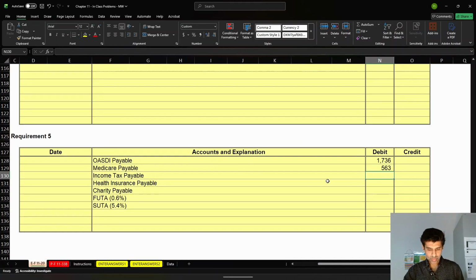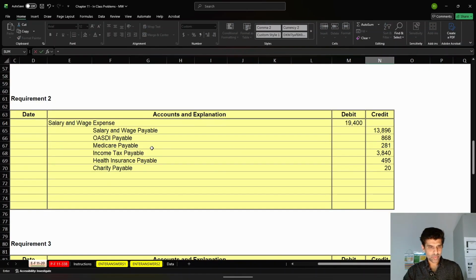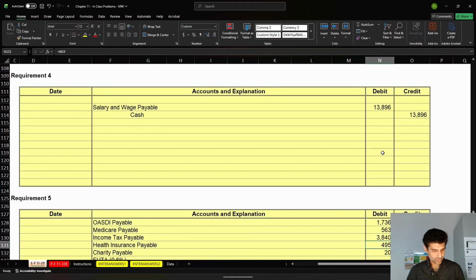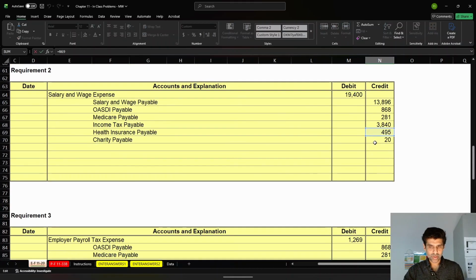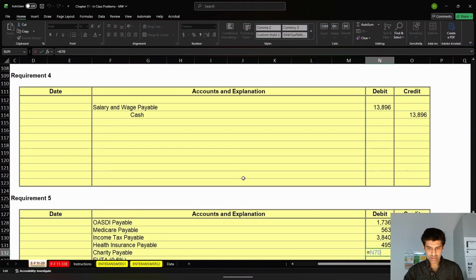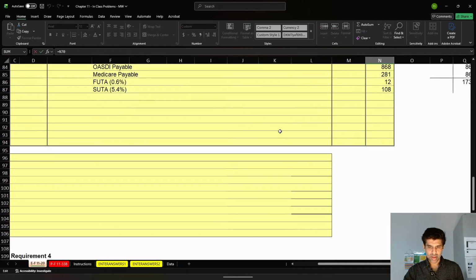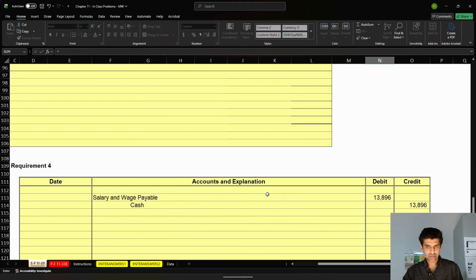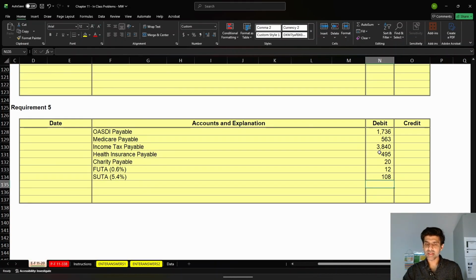Income tax, I'm just going to get from here. And then I'm just going to apply these two downwards, because it's the same. You can see here health insurance, health insurance, charity, charity. Now I have all the amounts from that first salary and wage expense journal entry and then FUTA. So now I have all of these payables that I'm debiting. They're all going to be paid off, and I'm going to pay everything off with cash.